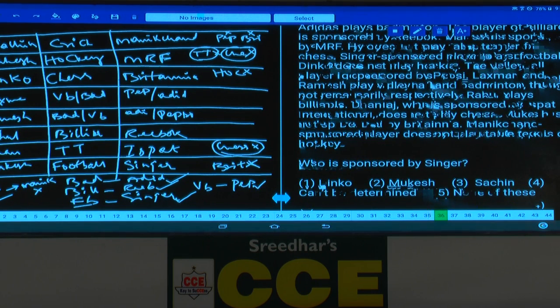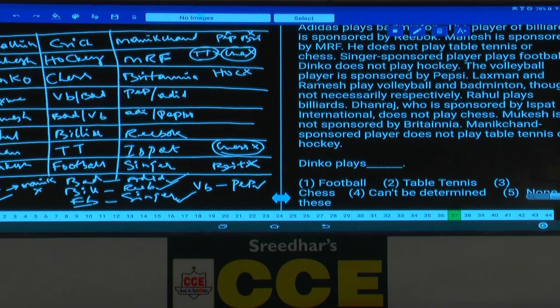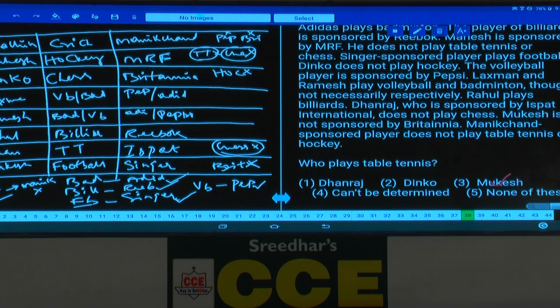Tell me, who is sponsored by Singer? Singer is Mukesh, that is choice 2. Now question number 37, Dinku plays chess. Chess is given in choice 3. Now question number 38, who plays table tennis? Tell me, who is the person who plays table tennis? Dandas, that is choice 1.